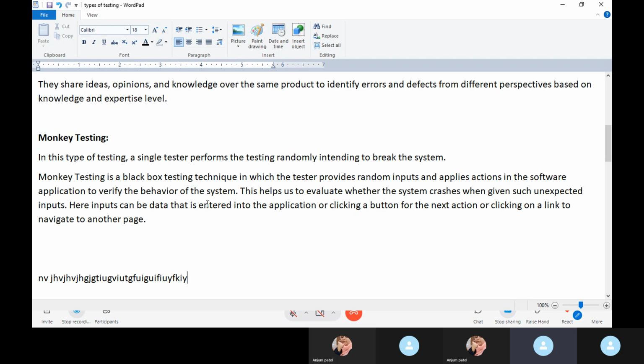Here inputs can be data entered in the application, or clicking a button for the next action, or clicking on a link to navigate to another page. Anything that you are performing randomly, from one place to another place, is known as monkey testing. A monkey also does the same thing, so based on that concept, this has been named monkey testing.